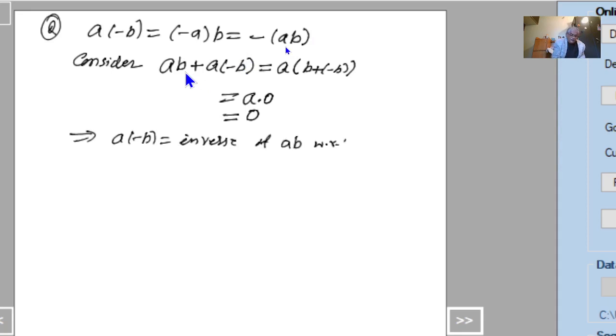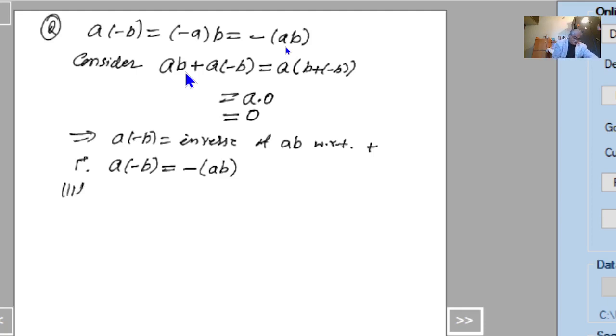AB, with respect to what? With respect to addition. So that is A into minus B equal to this, the inverse with respect to addition. We denote this by minus, minus of what? Minus of AB. That is, we have proved that A into minus B equal to minus AB.